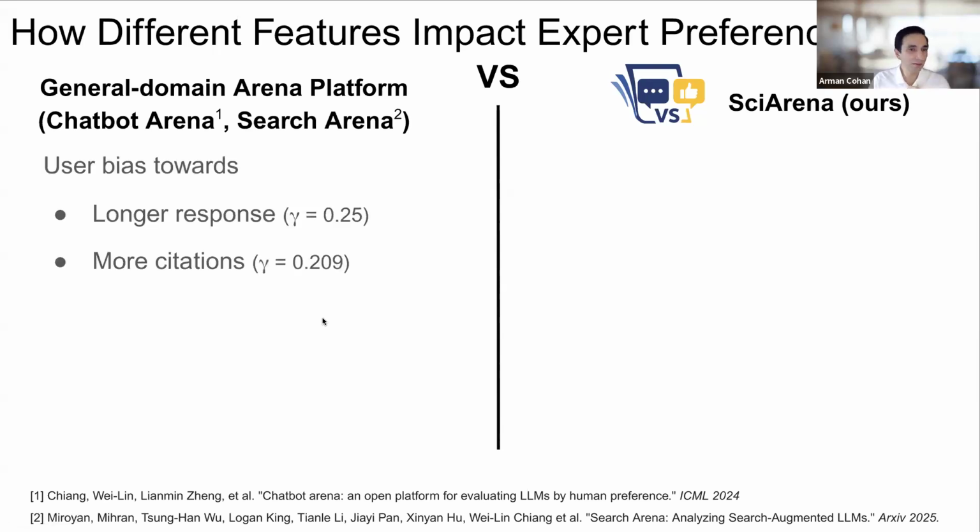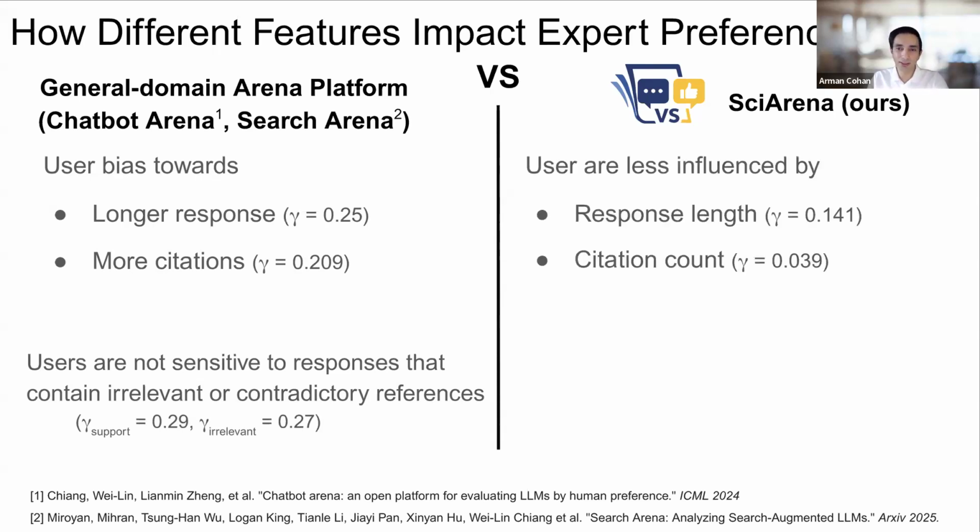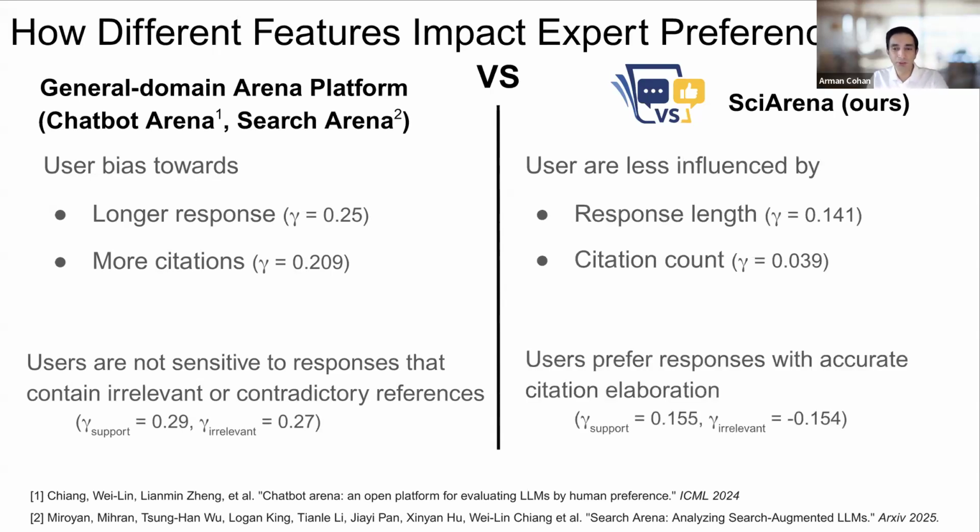Compared with existing platforms like Chatbot Arena or Search Arena, on the left side, users have a bias towards longer responses and more citations. Usually, users prefer output that has more citations. And users on existing platforms do not really care much about the citation quality. Whereas in SciArena, we see much less influence by these external factors such as response length or number of citations. In addition, we found our users to be pretty sensitive to the citation quality and the elaboration of citation explanations, which is what we want in science, where people are usually critical of how a citation is used to support the answer that the LLM provides.